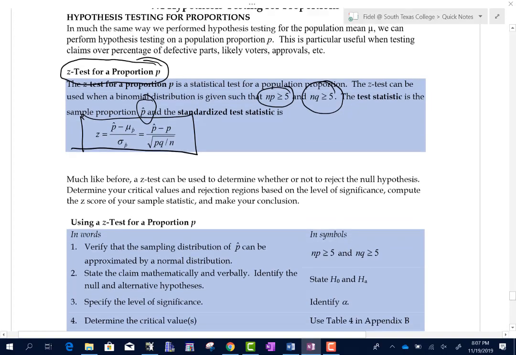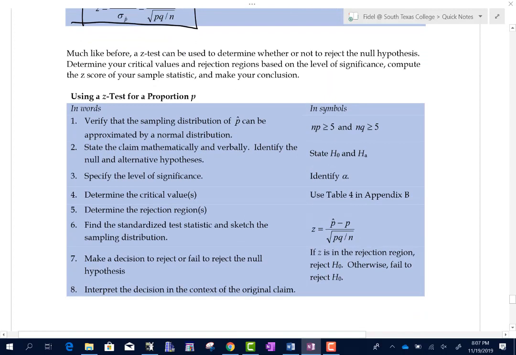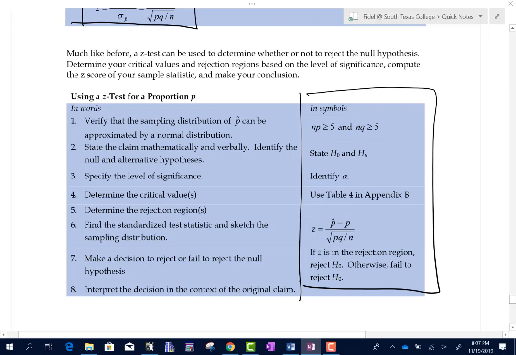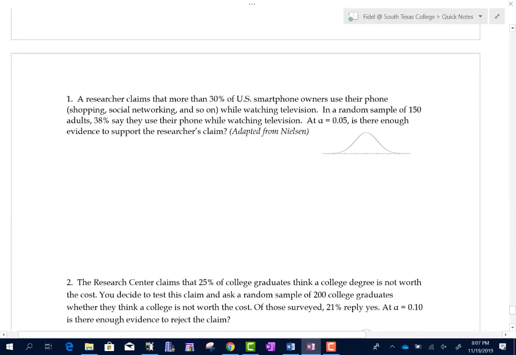So let's take a look. Like before, we can use our z-test. So like Jordan was saying, you can use the table or you can use your inverse norm. It can be used to determine whether or not to reject the null hypothesis, determine your critical values in regions based on level of significance, compute the z-score, your sample statistic, to make your conclusion. Okay, so guys, we're going to follow this piece here, kind of like the way we've done with the problems we did before, okay? So I'm going to just kind of shift to get to the next page where I have my problem.